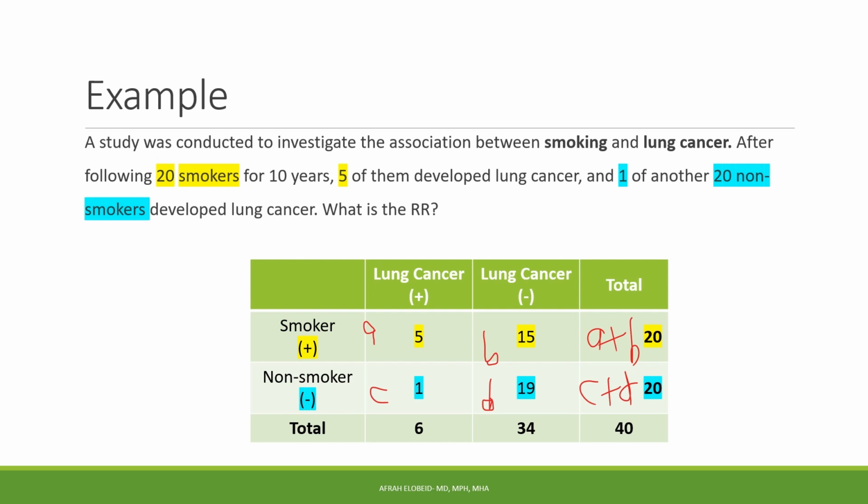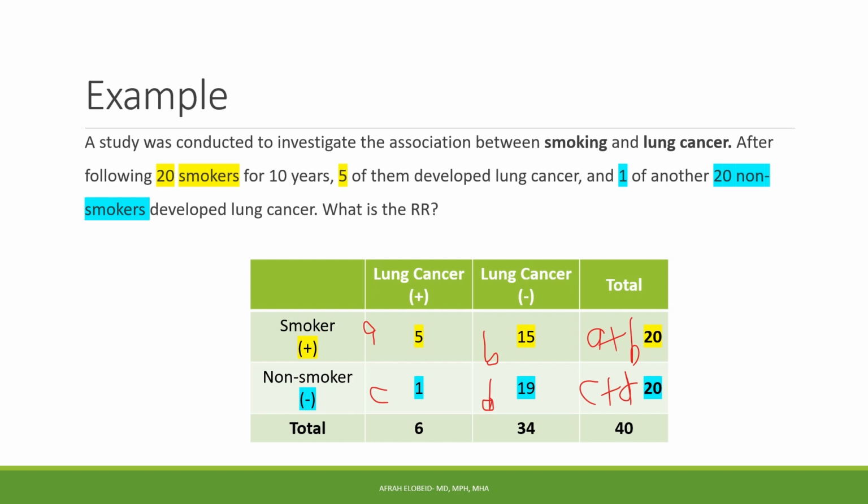So we go ahead and put 20 in the total cell, highlighted here in yellow. And the question said 5 of them developed lung cancer. That fills in cell A, which is smoker, and at the same time they got lung cancer. So that's 5. And by simple subtraction, we can determine that we have 15 in cell B, which is smokers, but they don't have lung cancer.